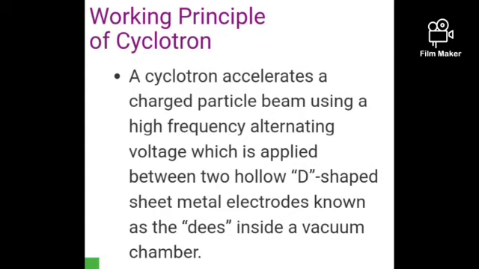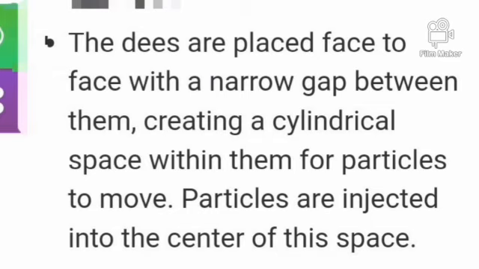A cyclotron accelerates a charged particle beam using a high frequency alternating voltage, which is applied between two hollow D-shaped chambers. Two D-shaped chambers are there, as we saw in the diagram also. The Ds are placed face to face with a narrow gap between them, creating a cylindrical space. In this space we are going to put the charged particle. The charged particle may be an alpha particle, you can say.